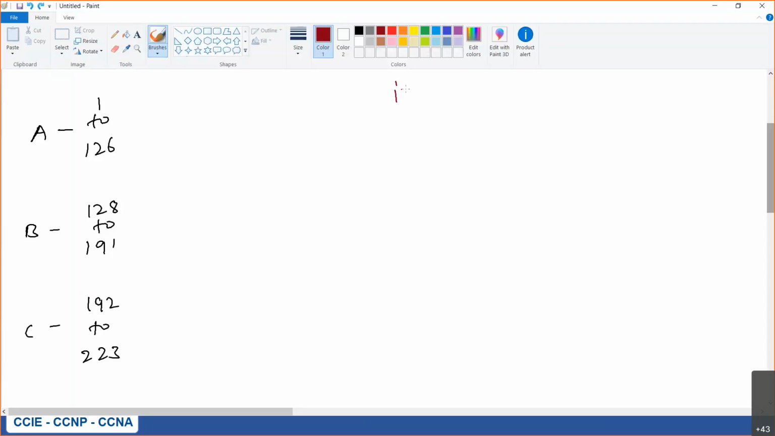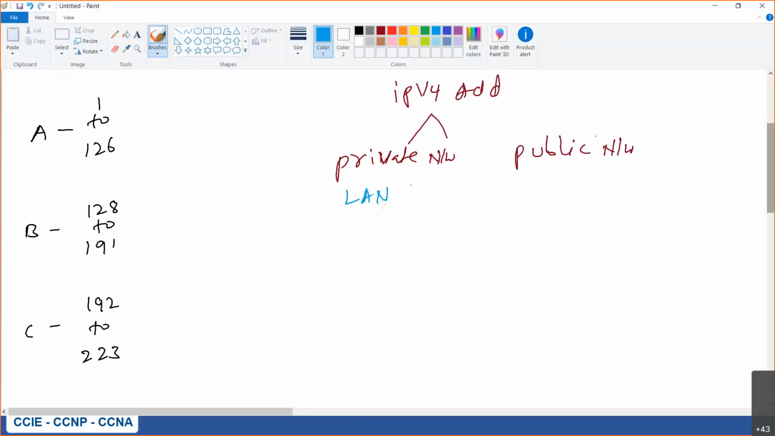Okay, actually, IPv4 addresses, where we can use them is in private networks and public networks. What is the private network? A private network is within your LAN, within an organization, within an office. Office premises is a private network actually. So what is the public network? Internet.